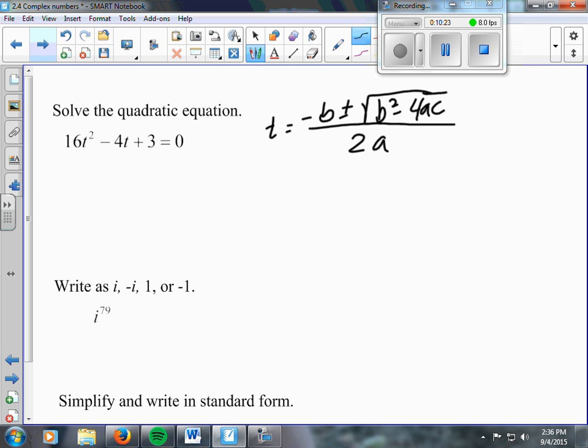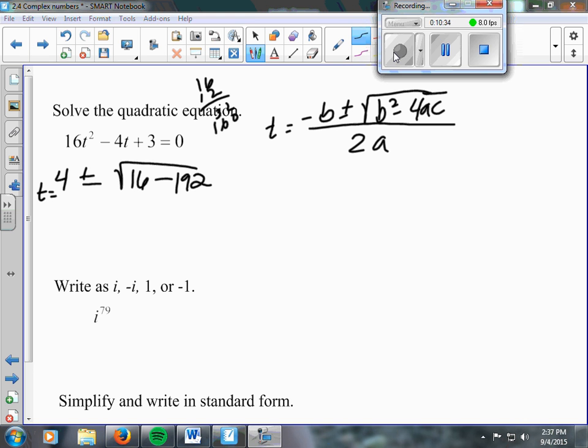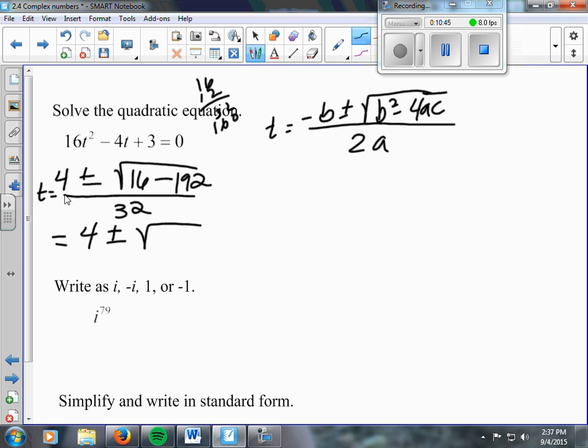Okay, so t is going to equal 4 plus or minus the square root of 16 minus 4ac, so that's minus 12 times 16. So 4ac is 192. All over 2a, that's 32. Gosh, this is some arithmetic, man. So 4 plus or minus the square root of negative 176 over 32.